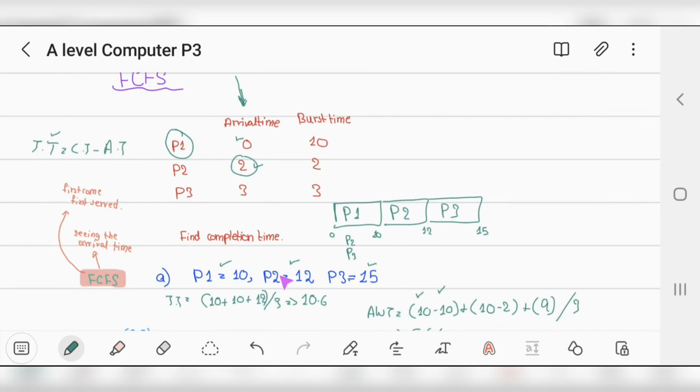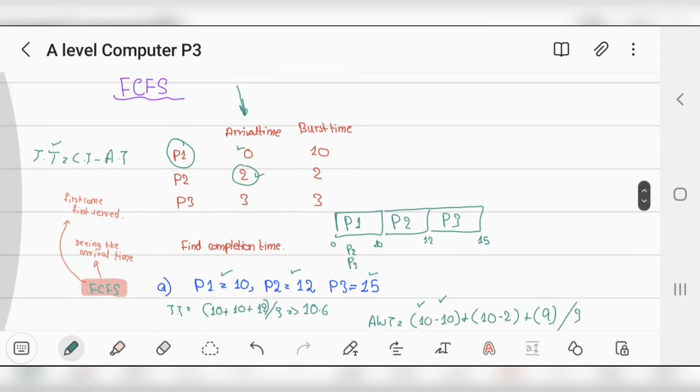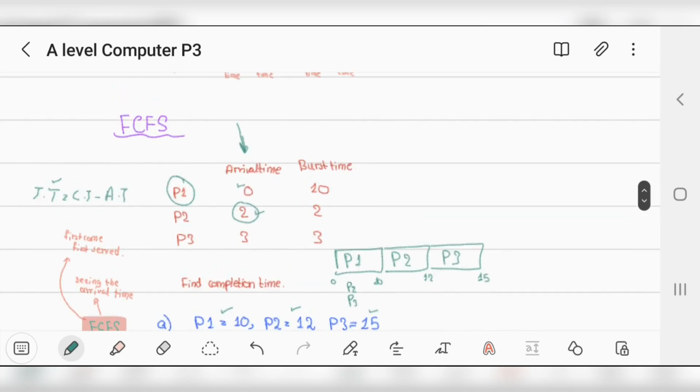Then for process 2, 10 minus 2 is 8. Process 3, 12 minus 3 is 9, and then you just add them and divide by 3, and then you will get the average waiting time. So this is first come first served.